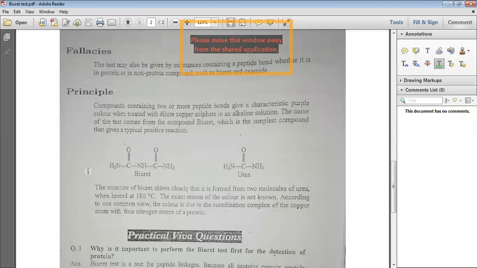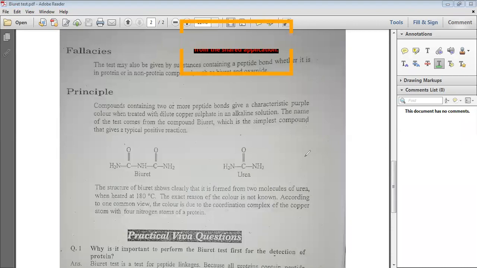So the biuret test is a typical test for peptide bond. Actually, let's say we have a general structure of an amino acid.